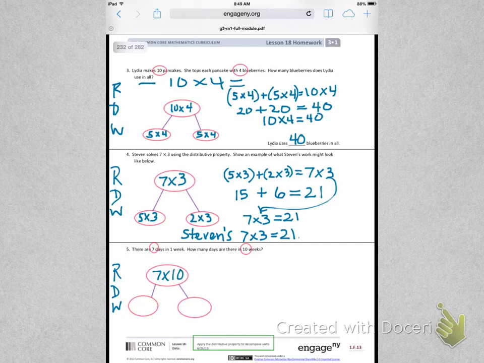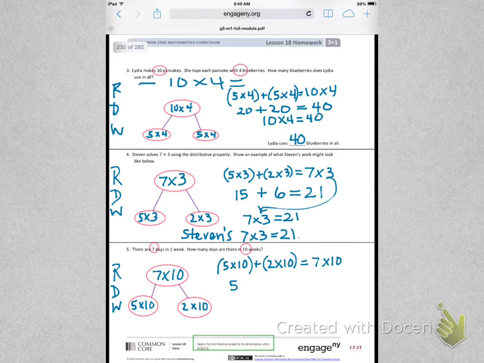Now I need to break my 7, decompose it into 2 smaller parts. 5 plus 2 equals 7. Remember to leave the second factor, the size of your group, alone. 5 times 10 and 2 times 10. Now let's write it out so we can see it as an equation. 5 times 10 plus 2 times 10 equals 7 times 10.